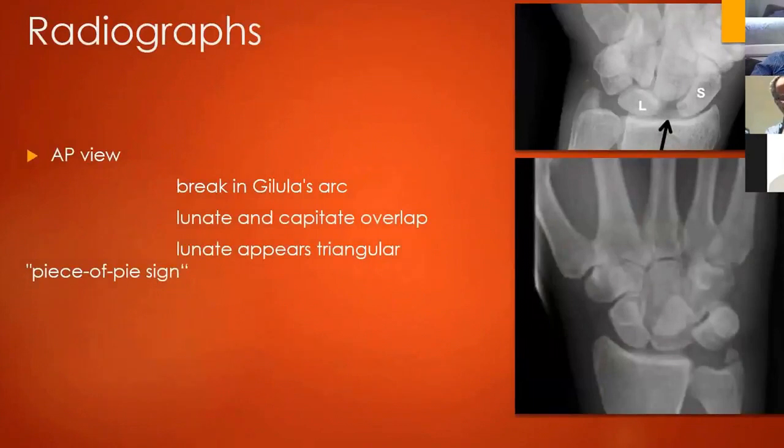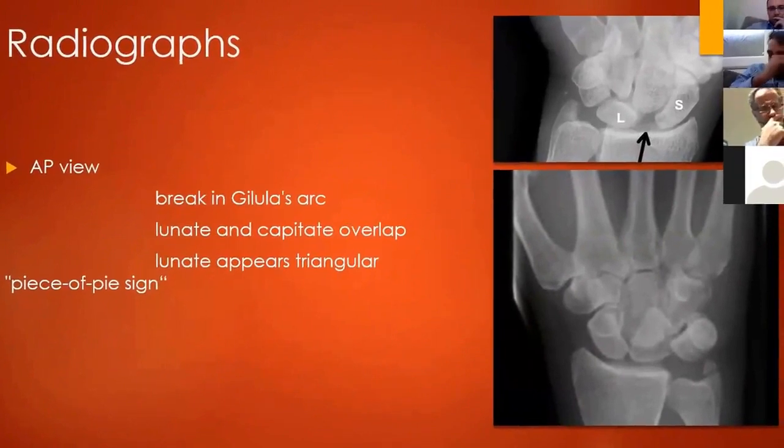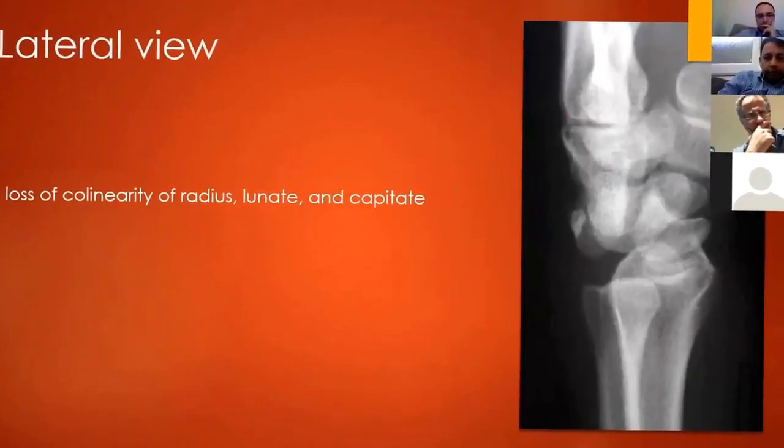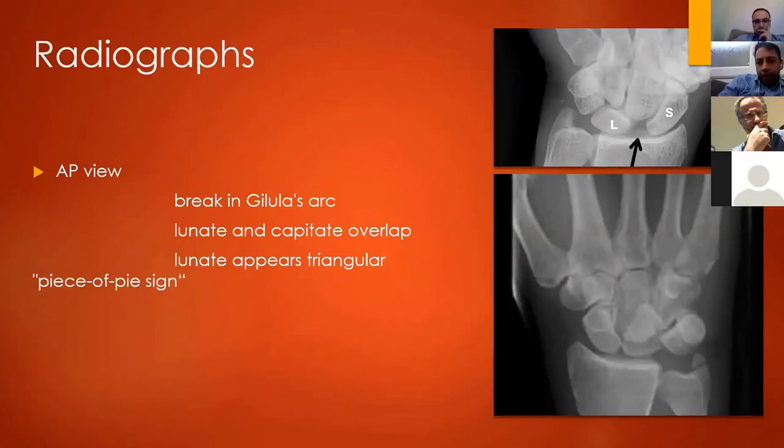From the radiology point of view, you will go for AP and lateral radiographs. In the AP radiograph, you can see there is a break in the Gilula arc, and usually the lunate and capitate overlap. Sometimes the lunate appears triangular, as in the second radiograph, which is called the piece of pie sign.